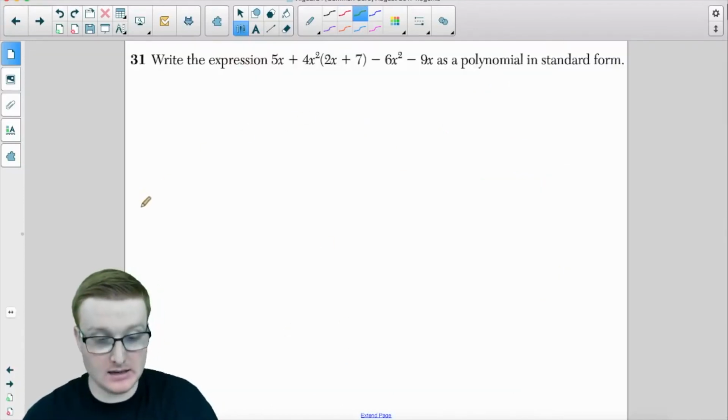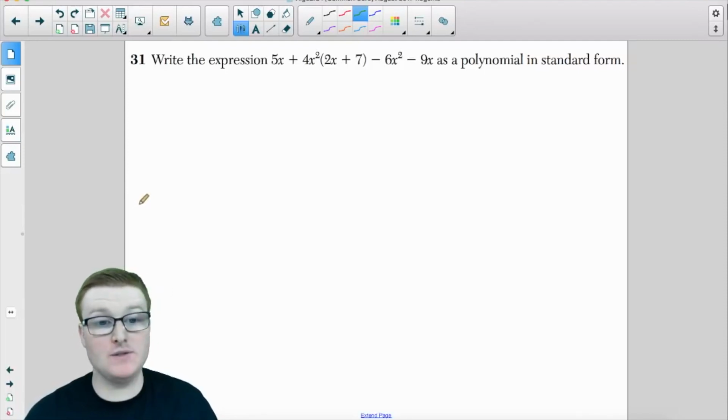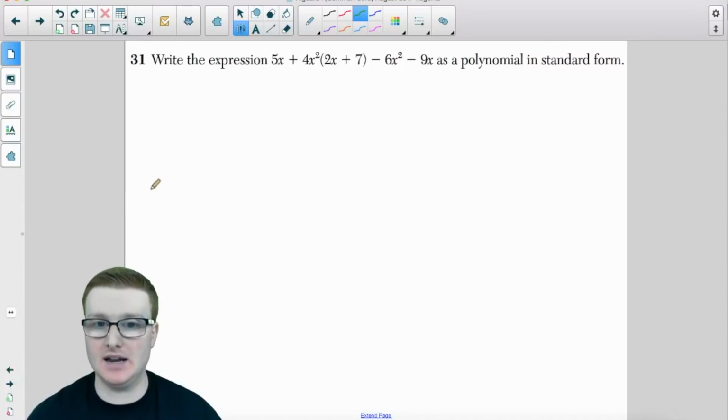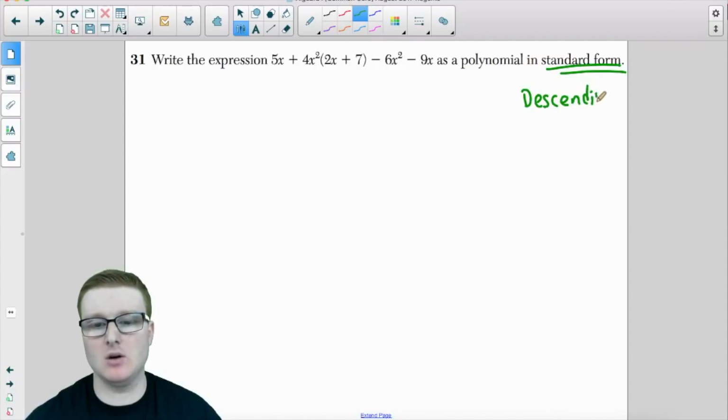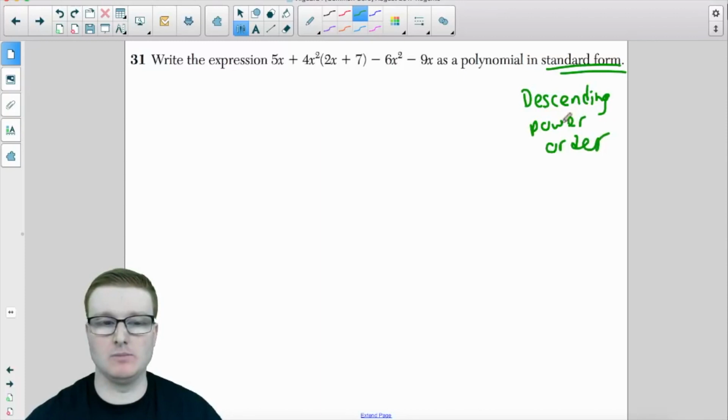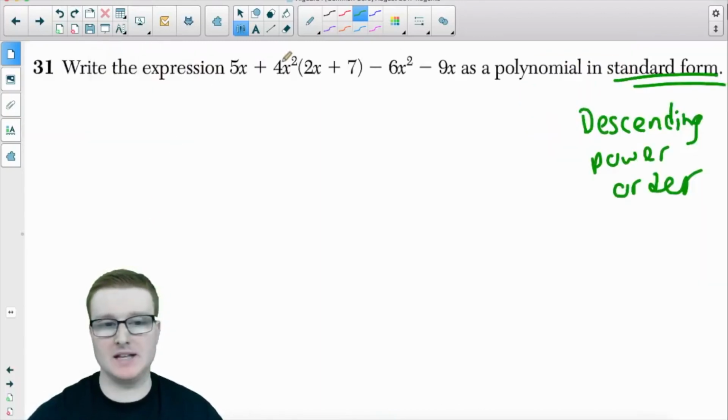Number 31. Write the expression 5x plus 4x squared times 2x plus 7 minus 6x squared minus 9x as a polynomial in standard form. When it says in standard form, you bet your bottom dollar that they are asking you for descending power order. Okay? So, got to simplify this as much as possible, people.